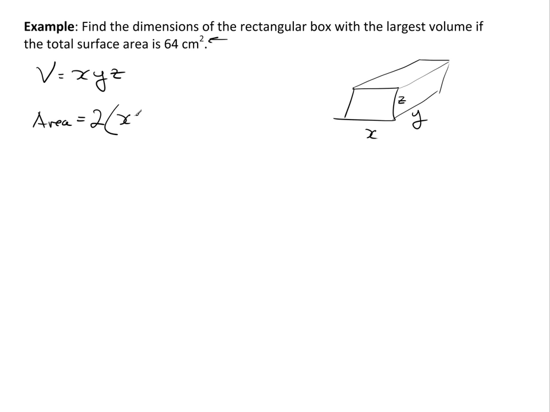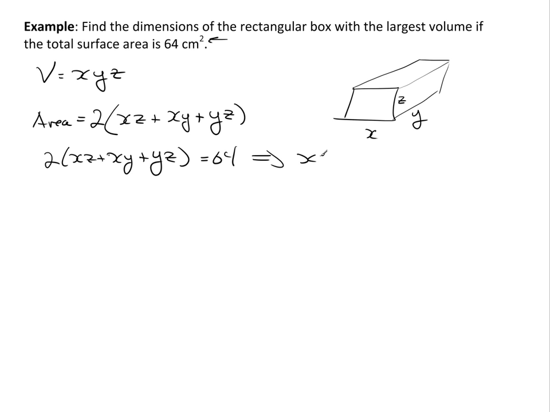So 2 times xz plus xy plus yz. That's going to be the surface area. But we had a restriction, and the restriction was that this can be no more than 64. So 2 times xz plus xy plus yz is 64, which of course I can say xz plus xy plus yz is 32.